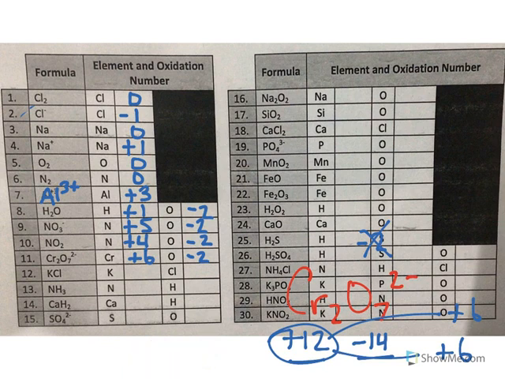So we can kind of think a little bit further on this, make sure it works. We have chromium, which is a +6, chromium, which is a +6, and then 7 -2s, 1, 2, 3, 4, 5, 6, 7. And when you add those together, they should equal -2, and they do.